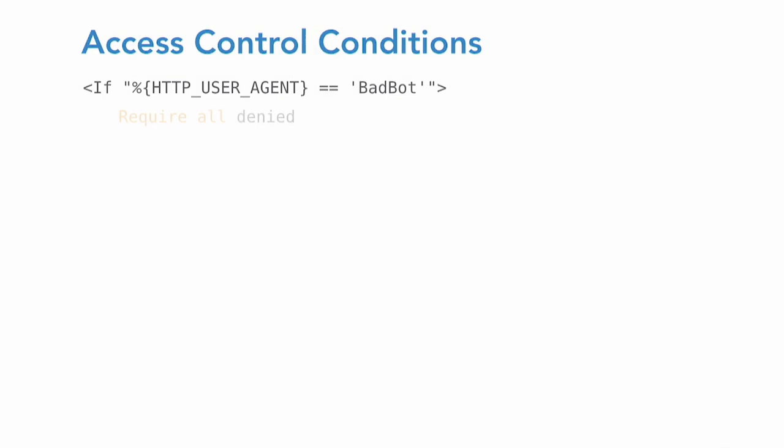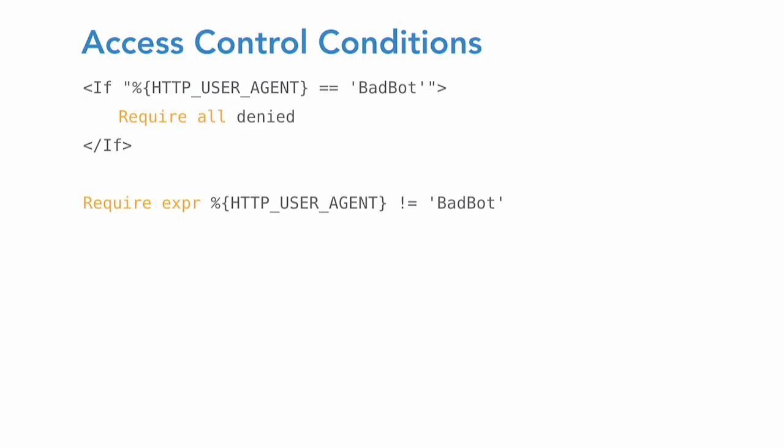Lastly, we can specify conditions and check environmental variables as well. We can do this with an if container or the require env directive.